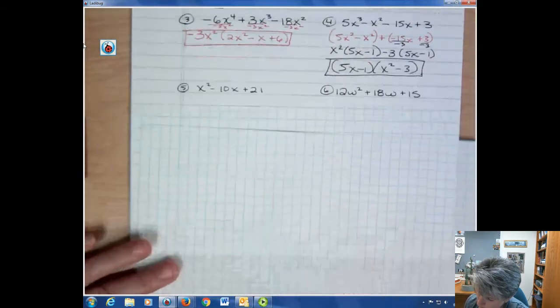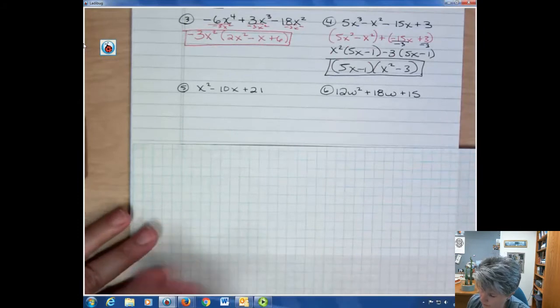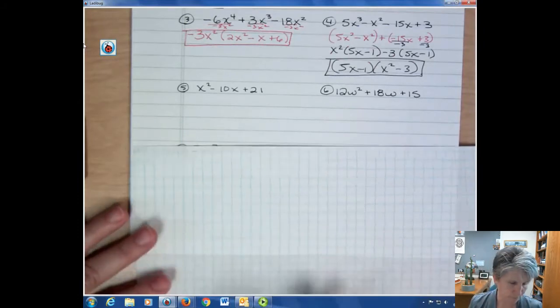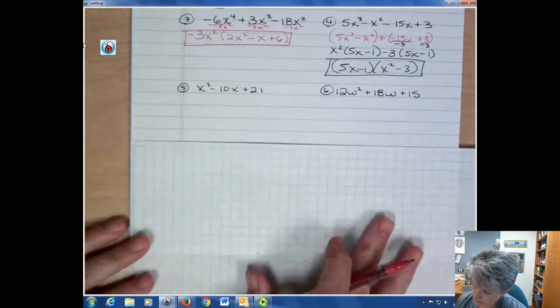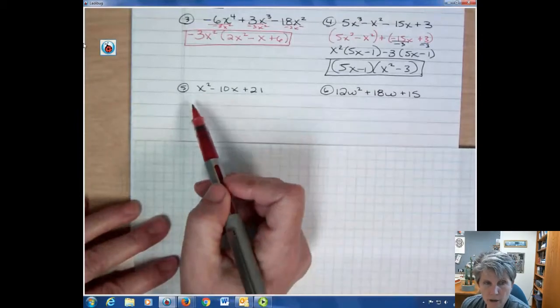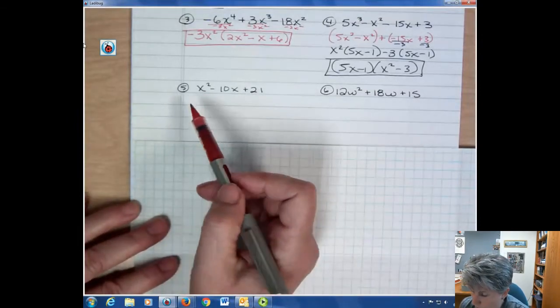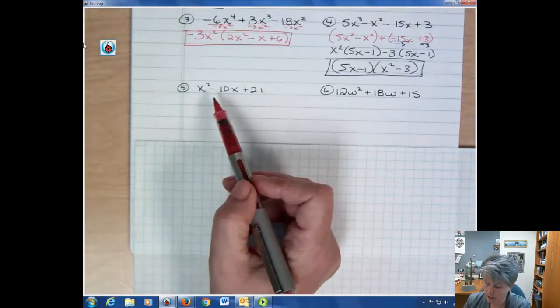The next two are factor trinomials, or all 3 of these are factoring trinomials. But again, I don't know what method you learned to do this. The ones with the coefficient of 1 are very easy, because you're looking for 2 numbers that multiply to 21 but add up to negative 10.